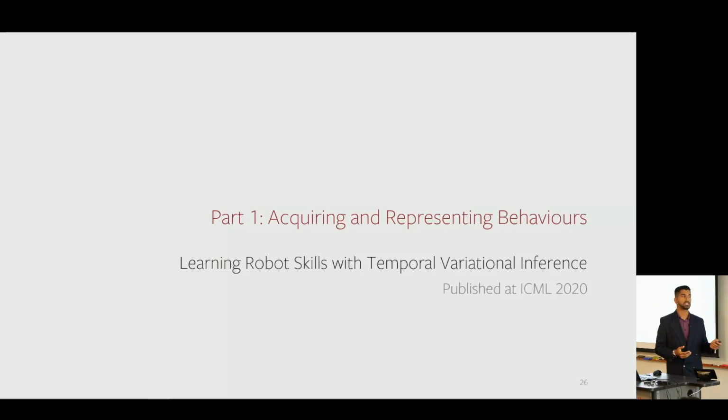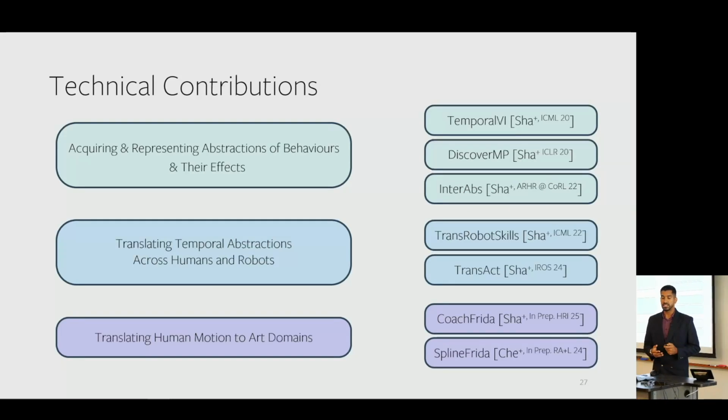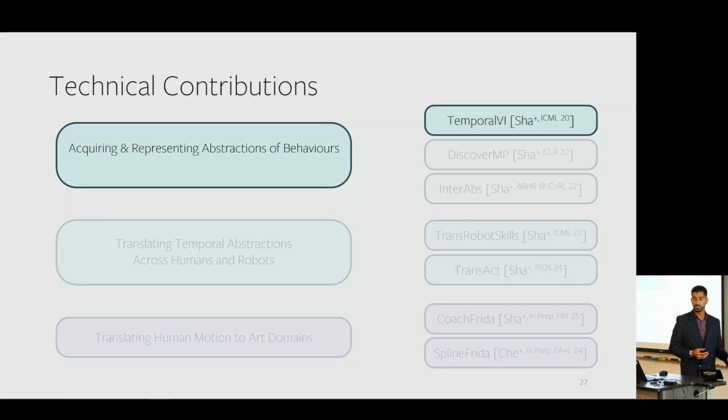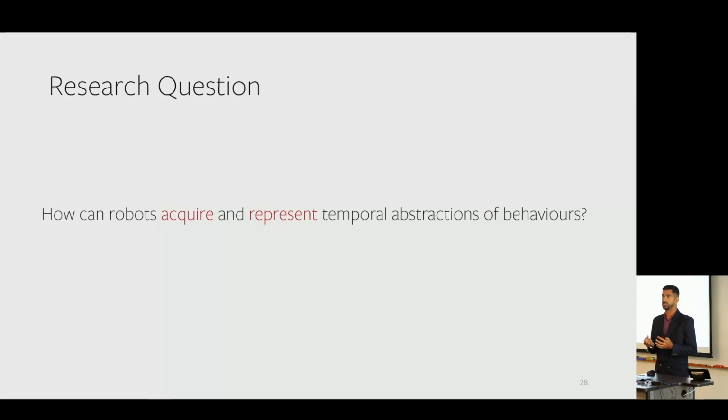This was published at ICML 2020, and it forms an important backbone of most of the work in my thesis. This deals with the first half of ability one, that is, acquiring and representing temporal abstractions of behavior. Formally, we'd like to address the question of how robots can acquire and represent temporal abstractions of behavior.